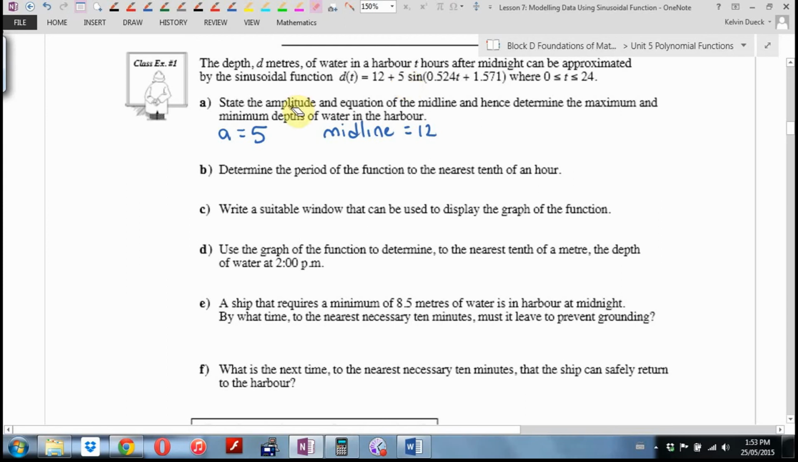So it says this: state the amplitude and the equation of the midline, and hence determine the maximum and minimum depths of the water. Get your non-writing hands out. Okay? What's the midline? How high? So hold your hand there. That's 12. What's the amplitude? So what's the maximum height if I go 5 up? Okay. What's the minimum height? 7. What are we graphing, by the way?